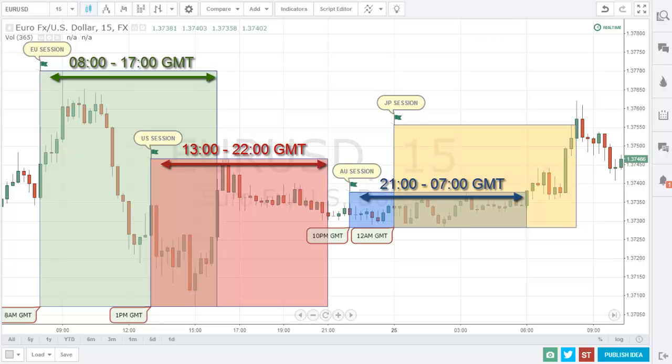And finally, we have the Asian session. The Asian session starts at 12 a.m. GMT and lasts until 9 a.m. GMT. During this period, you can successfully trade, especially if you trade the Japanese yen. The United States dollar versus Japanese yen currency pair is a good choice in this time frame. This period is not as volatile as the US session or the European session, but it's possible to trade it and achieve good results.